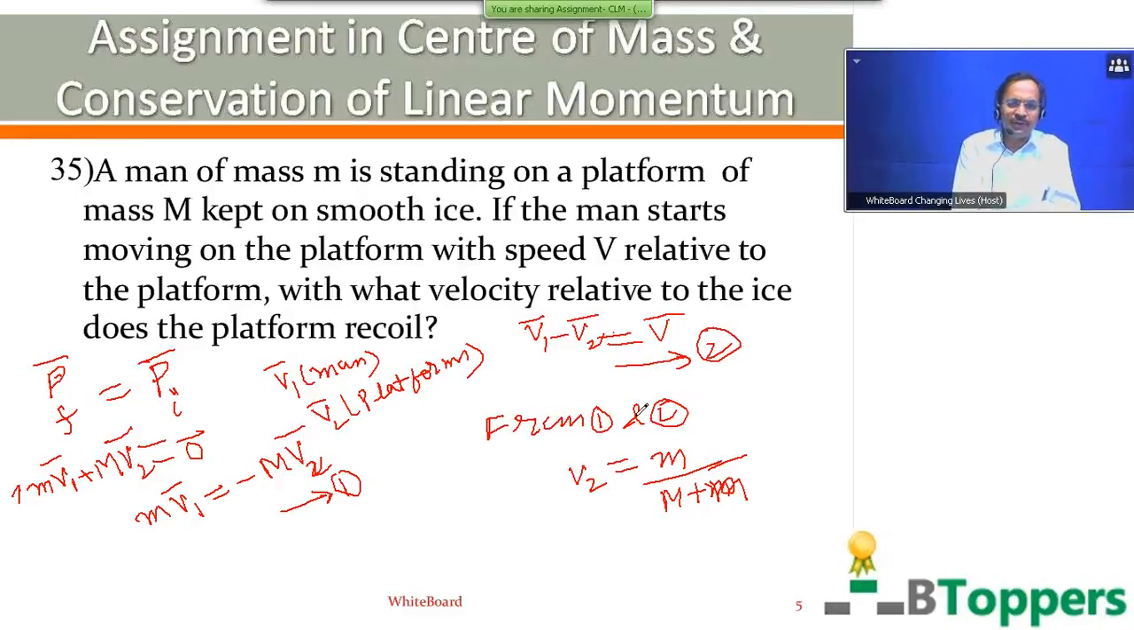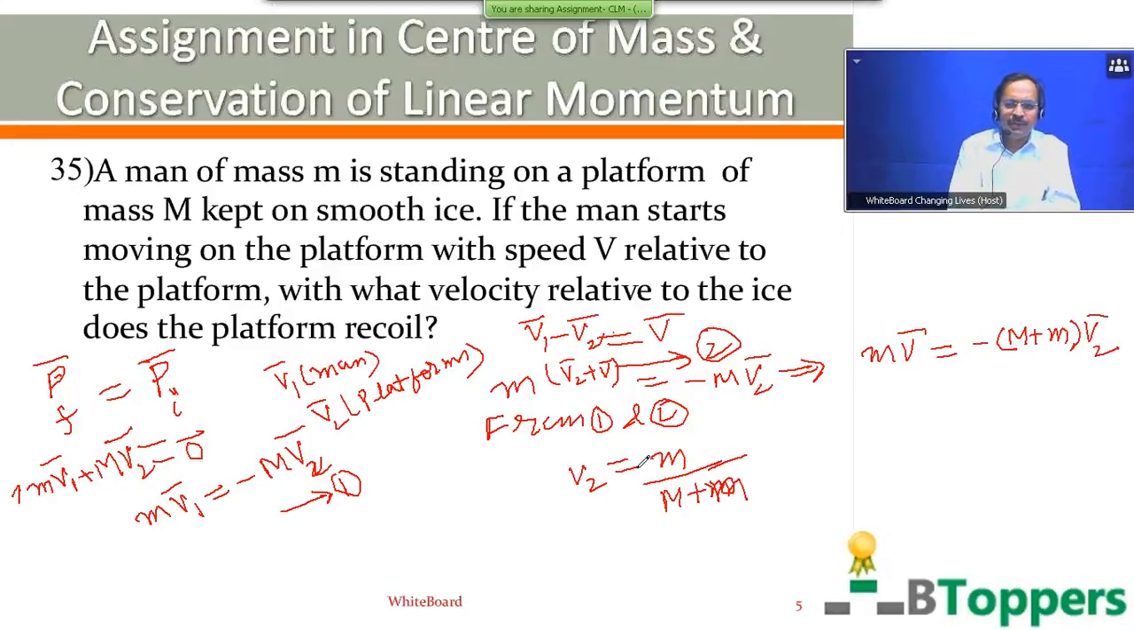Now you can solve equations 1 and 2. To solve equations 1 and 2, you have to substitute the value of V1 bar from the second equation into the first equation. Then you get small m into V2 bar plus V bar equal to minus capital M into V2 bar. You can simplify it yourself also: small m into V bar equals minus capital M plus small m into V2 bar.